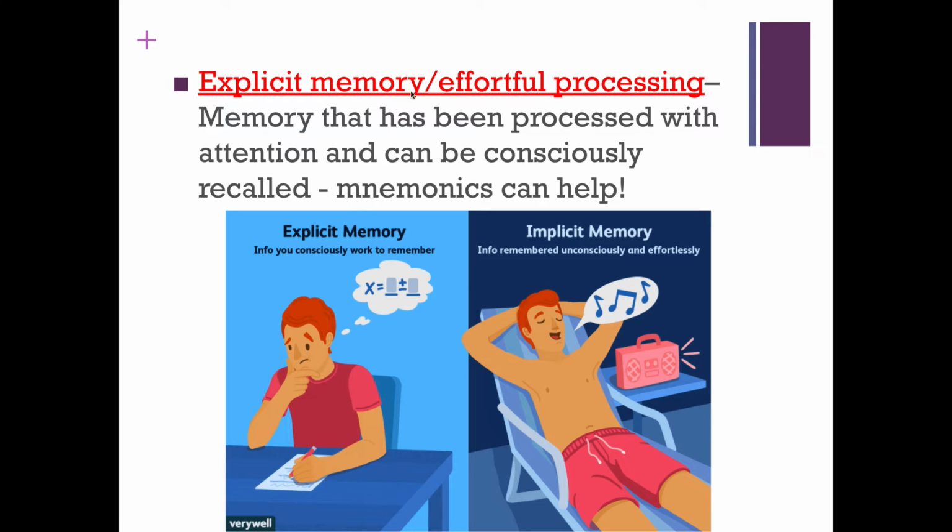Explicit memories, unlike implicit memories, require what is called effortful processing. So we need to put forth effort in order to store and to retrieve these memories. Memory that has been processed with attention and can be consciously recalled would be considered explicit. So anything you do in class, when you're sitting down and you're taking a test and you have to think hard about what an answer is, that's an example of explicit memory.